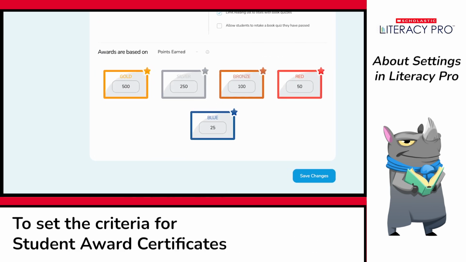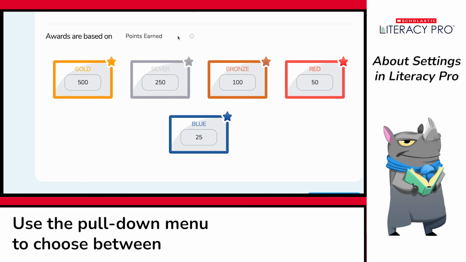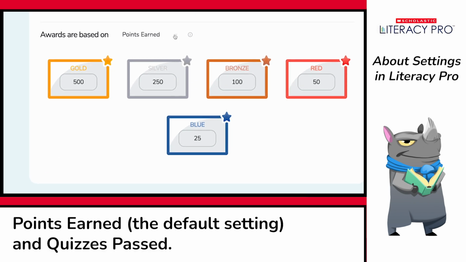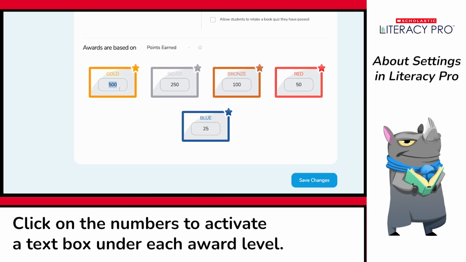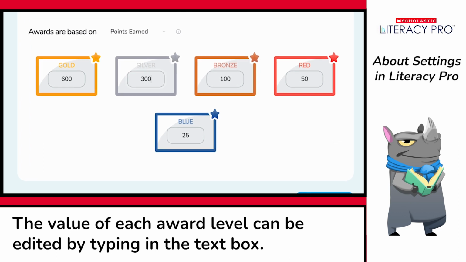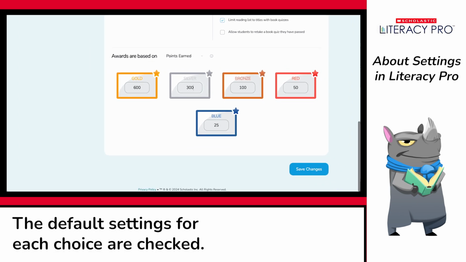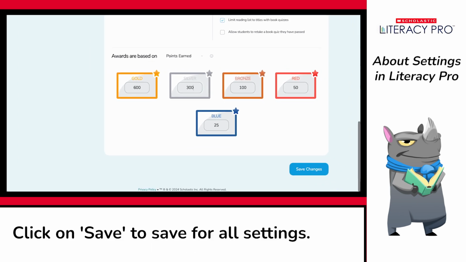To set the criteria for student award certificates, use the pull-down menu to choose between points earned, the default setting, and quizzes passed. Click on the numbers to activate a text box under each award level. The value of each award level can be edited by typing in the text box. Click on Save to save the settings. The default settings for each choice are checked. Click on Save to save for all settings.